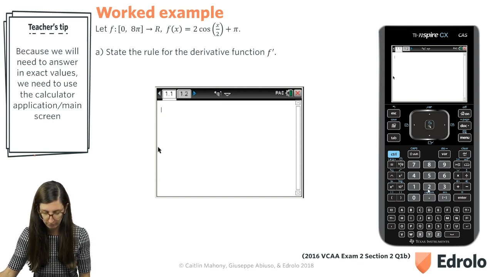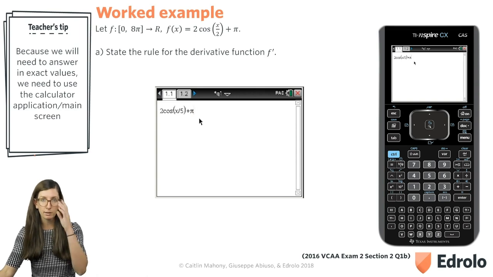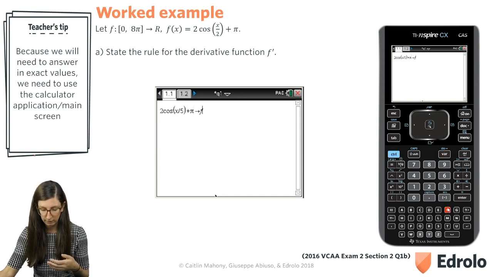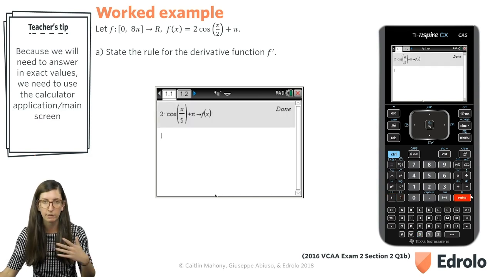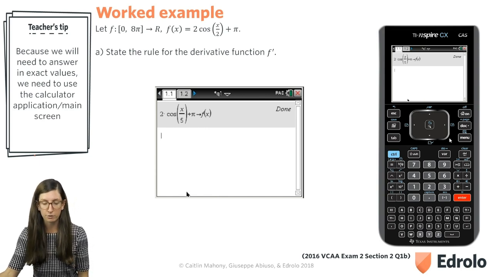I'd store this function into f of x. So we'd call it 2 cos x over 2 plus pi. Another good reason to save each question separately, so question 1, question 2, and so on, is that you might end up having a few different things that are called f of x, and you don't want to get them jumbled up. So having them in different documents saves that from happening. So we've stored that, and now we want to find the rule for the derivative function.